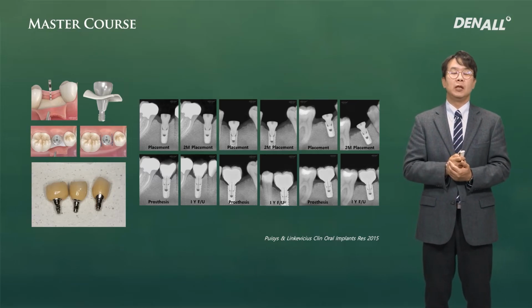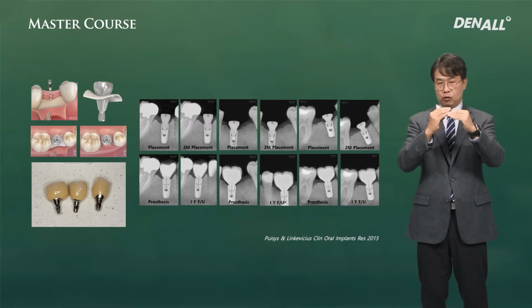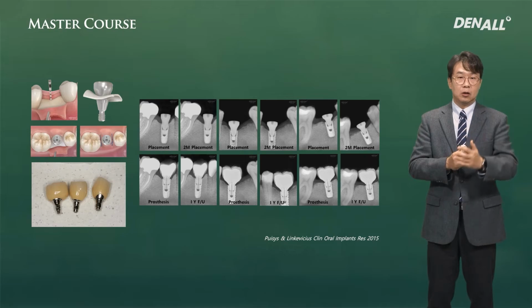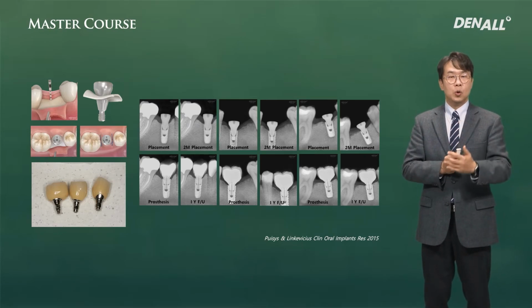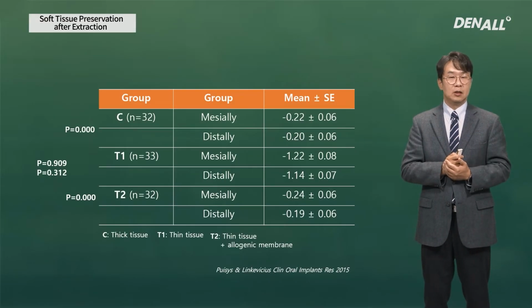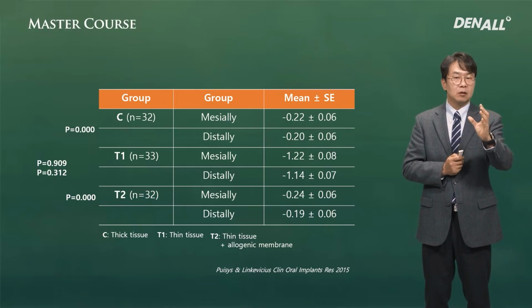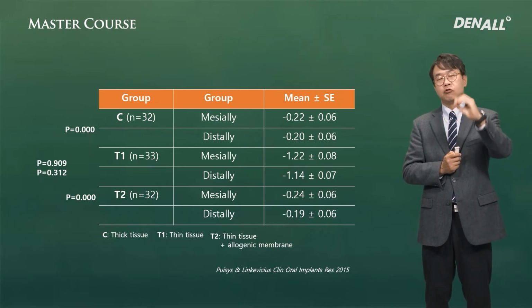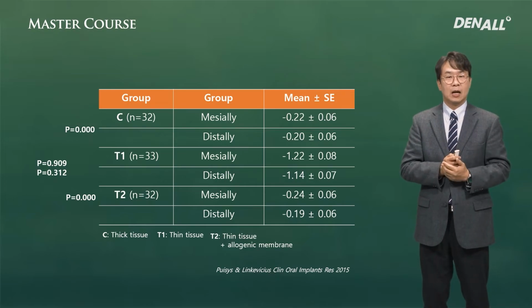This is another paper. Soft tissue thickness, to increase the thickness at the implant site. Soft tissue preservation is made and the bone loss occurred less in that site. So what is most important is that when the thickness is thick, bone loss occurs less, and when the soft tissue is augmented, it resulted in less bone resorption.